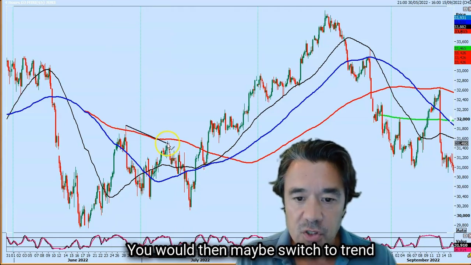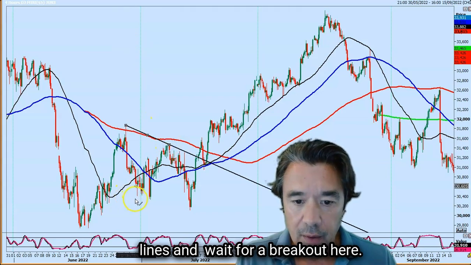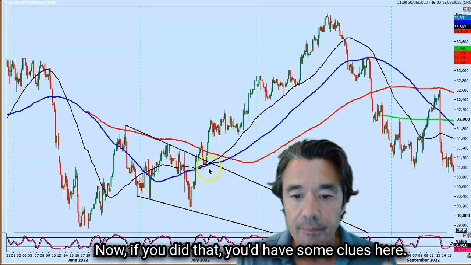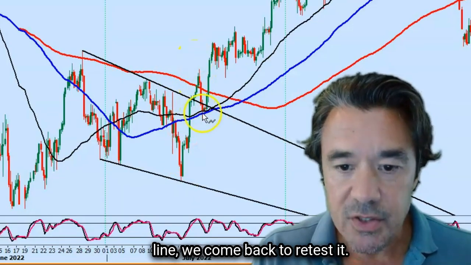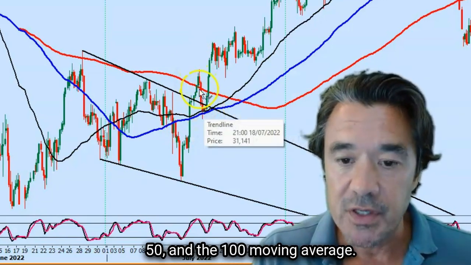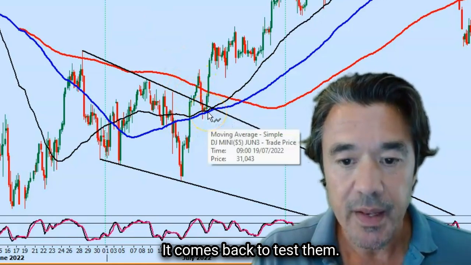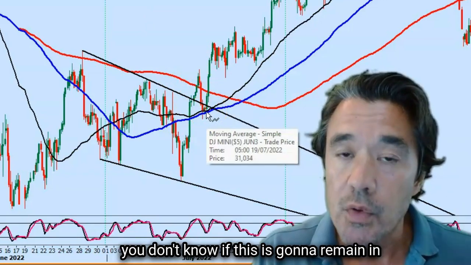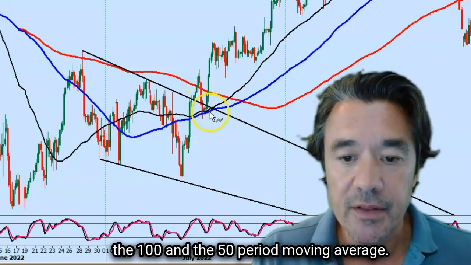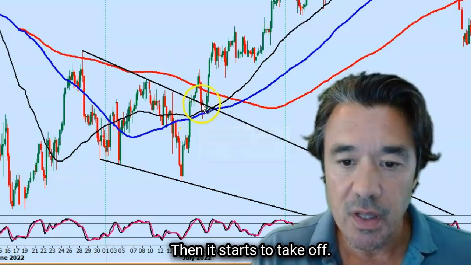You would then maybe switch to trend lines and wait for a breakout here, something like this. That might give you a pattern. Now, if you did that, you'd have some clues here. When we break above the trend line, we come back to retest it. The market is trading above the 50 and the 100 moving average. It comes back to test them. Now, you don't know if it's going to hold because you don't know if it's going to remain in a consolidation, but it tests the trend line, the 100 and the 50 period moving average. Then it starts to take off.